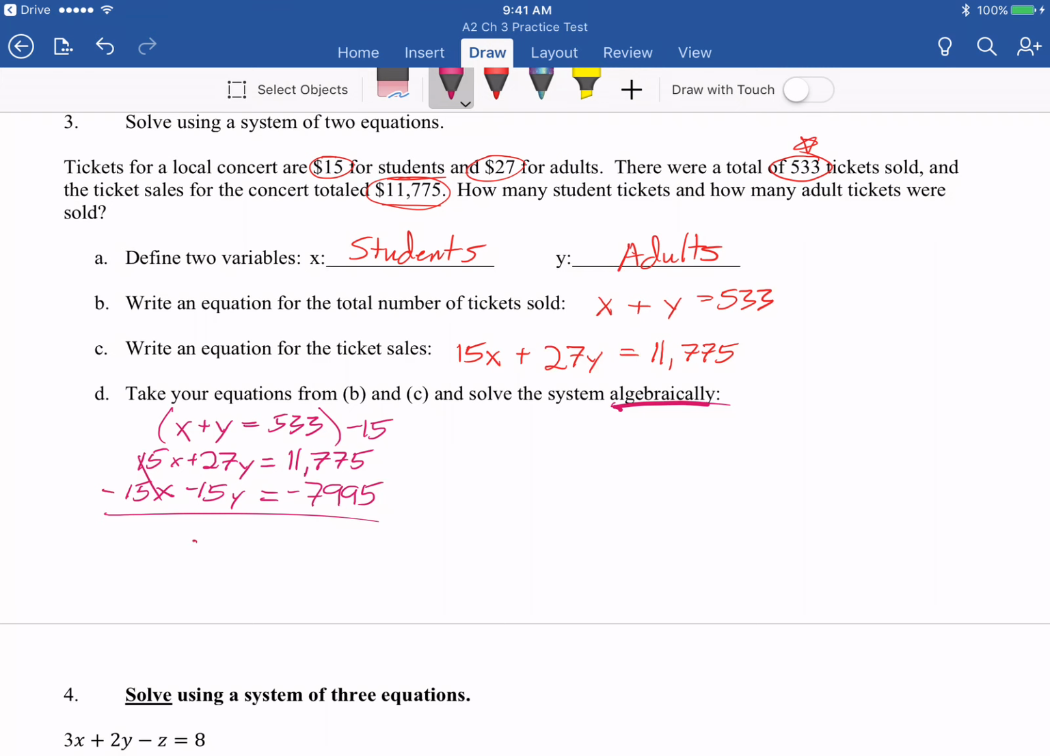This makes 12y is equal to, excuse me, 3780. If I add straight down on these, that guy's a negative. All right, so if I divide by 12, I'm going to end up with my y being equal to 315. So y is equal to 315 adults.